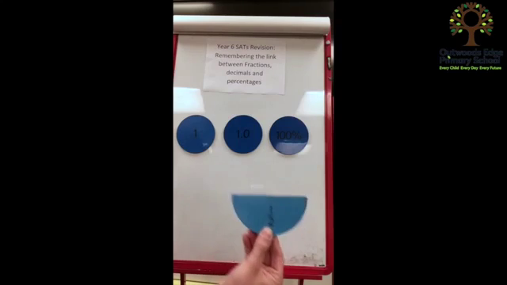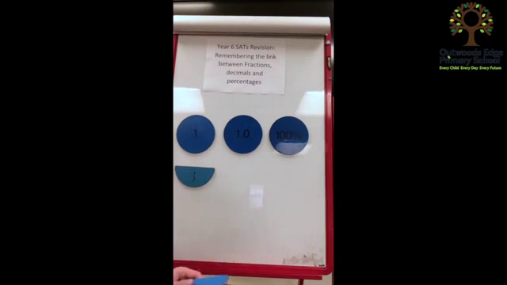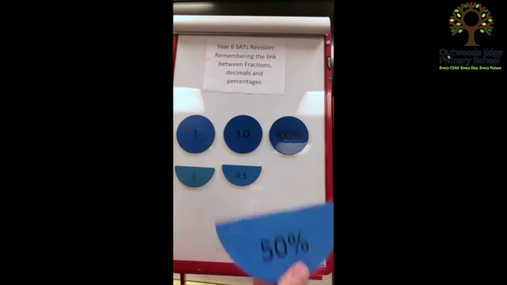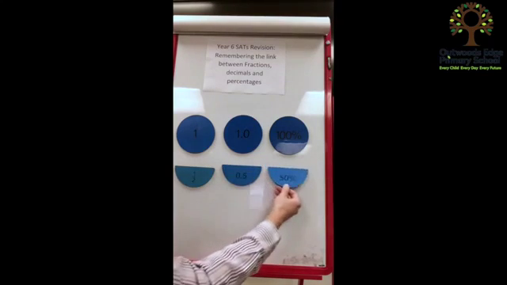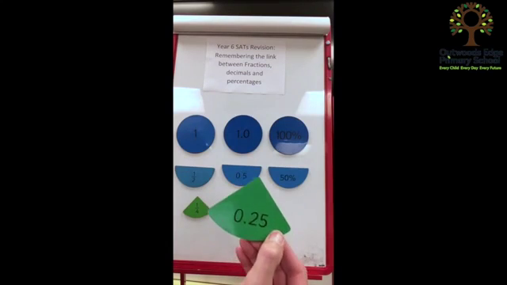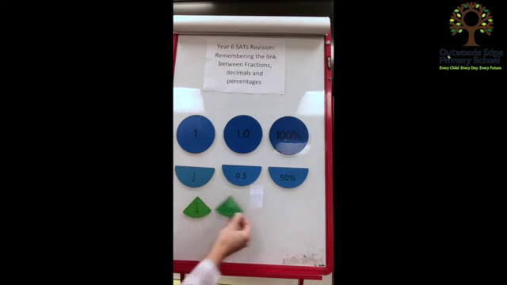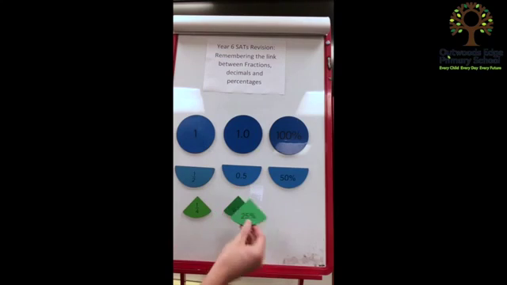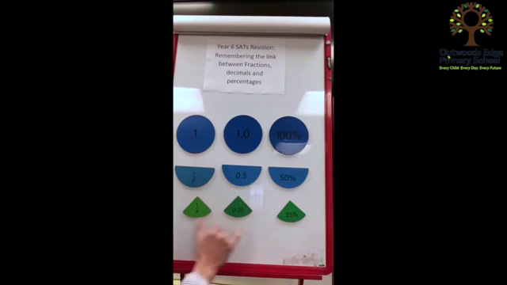Next we've got a half, and the children can see that a half is the same as 0.5, which is also equivalent to 50%. The next bit of information they've got to try and remember is that 1/4 is equivalent to 0.25, and they can see that by matching them up, which is also the same as 25%. Now, if children can remember the relationship between the fraction and the decimal, they can find it quite easy to work out the percentage as well.